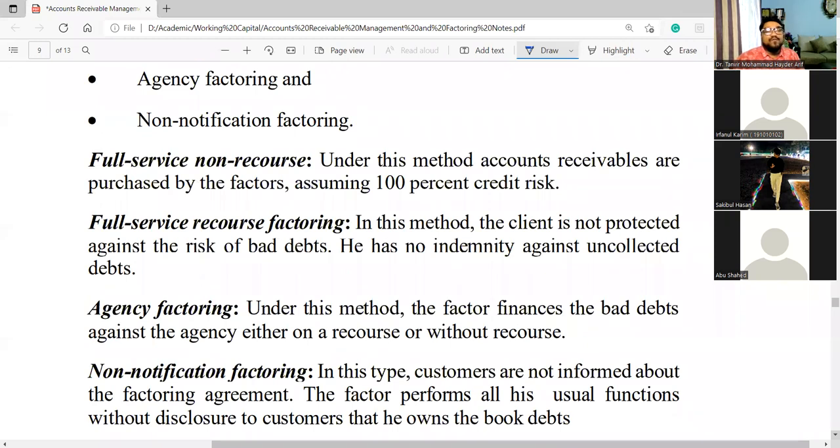One type is known as full service non recourse. I think your question will get some more elaborate answers. Full service non recourse, what does it mean? Under this method, account receivables are purchased by the factors assuming 100% credit risk. Now you see, I need another explanation.